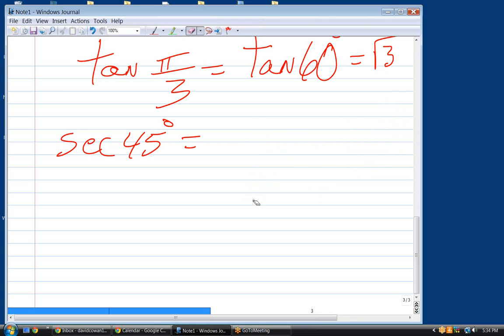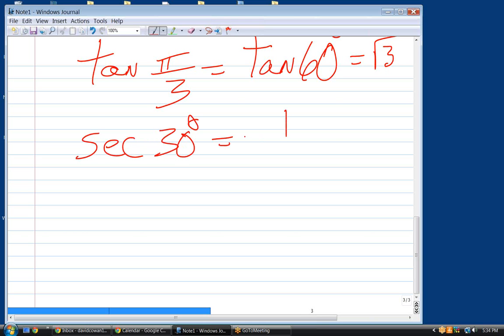So I guess the moral, what I'm trying to say, is don't rationalize early. Wait until you get done with the problem to rationalize, because if you rationalize too early, you may end up having to rationalize again. Okay, what else you got? Secant of 30 degrees.